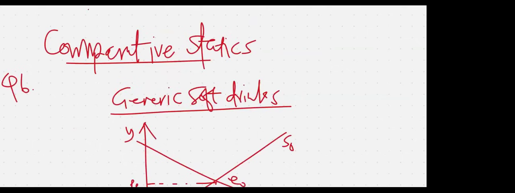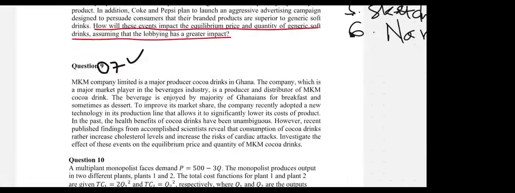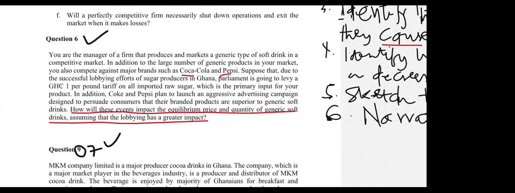So let me go and identify the events and the changes they cause. So I come to question 6 and I'll begin to read. You are the manager of a firm that produces and markets a generic type of soft drink in a competitive market. In addition to the large number of generic products in your market, you also compete against major brands such as Coca-Cola and Pepsi.